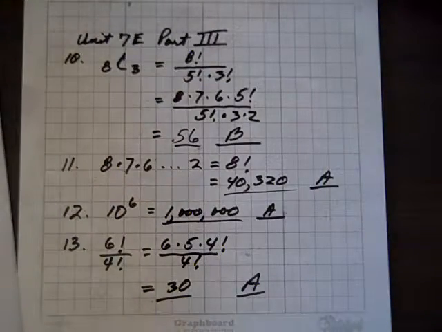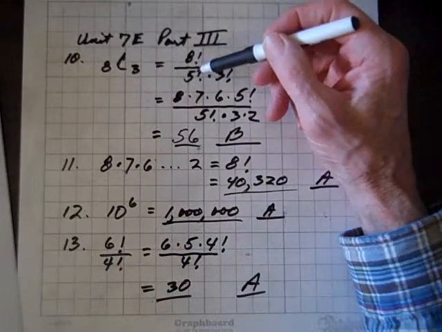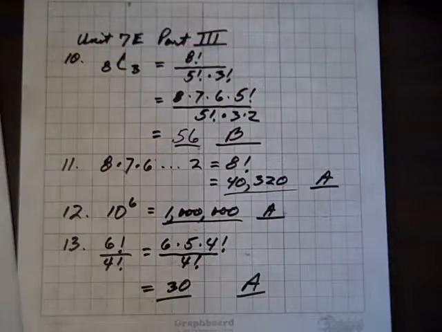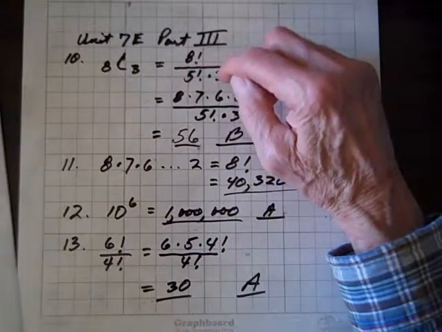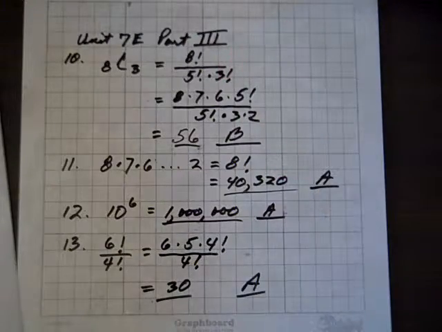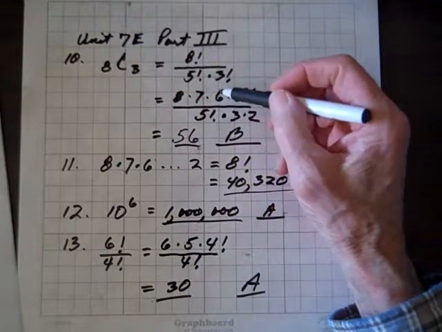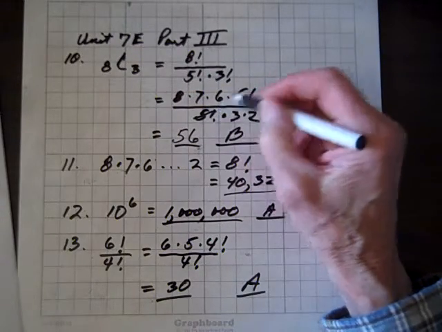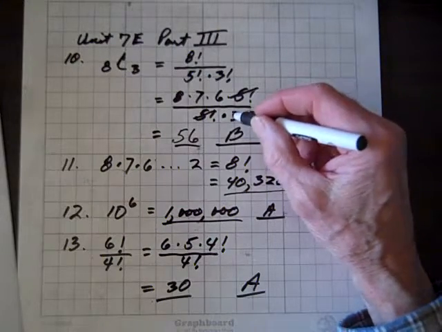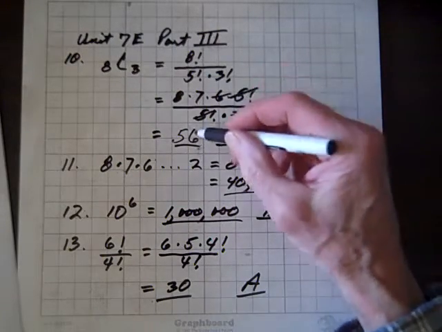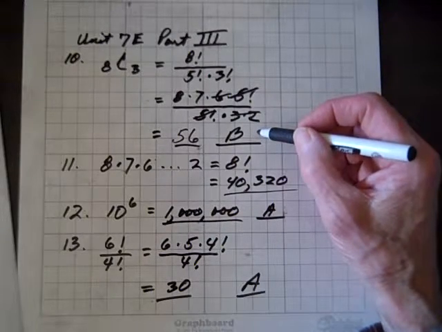Well, we're talking combinations then, and that's going to be 8 factorial over the difference between 8 and 3, which is 5. So 5 factorial times 3 factorial. Now 8 factorial is 8 times 7 times 6 times 5 factorial. Look at that, the 5 factorials divide out. 3 times 2 is 6, so the 6's divide out, and we just get 56, which is selection B.